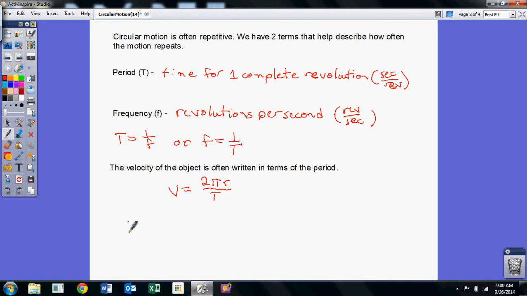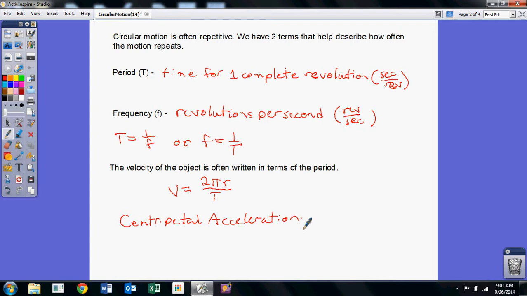And the acceleration is often called the centripetal acceleration. And the word centripetal refers to the direction of the acceleration. I believe it comes from the Greek. Centripetal means center seeking. So the acceleration points toward the center.